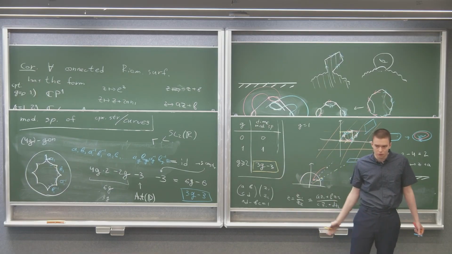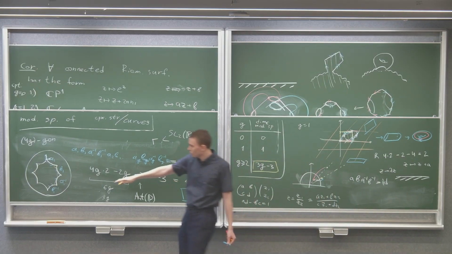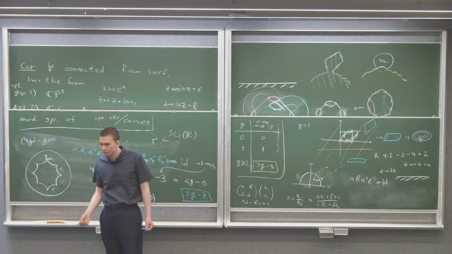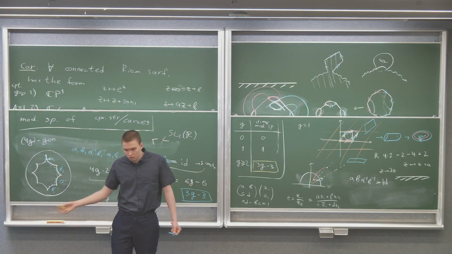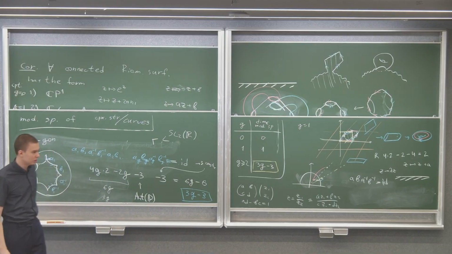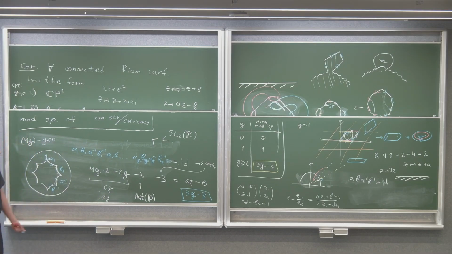And since I had a good grasp of how to go from parallelograms to this one, just from the study of elliptic curves, that means there should be an analogous way going from this 4g-gon to this 3g minus 3, and basically I just needed to fill in some details with the help of some literature. Okay.